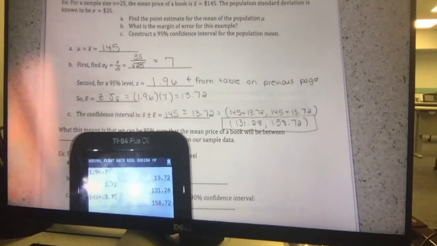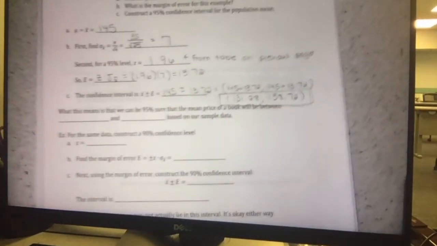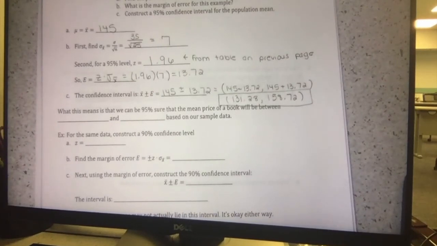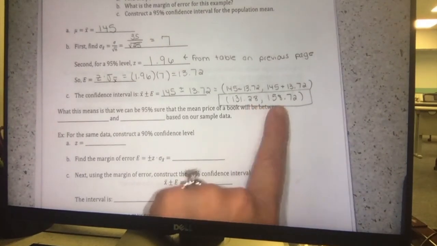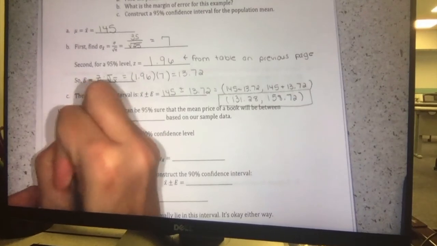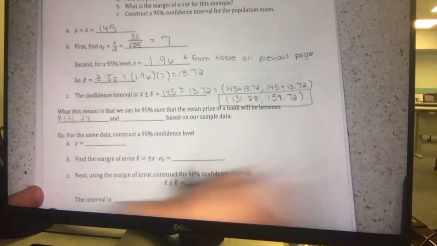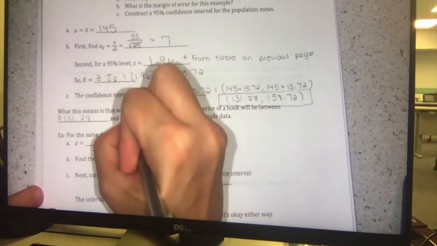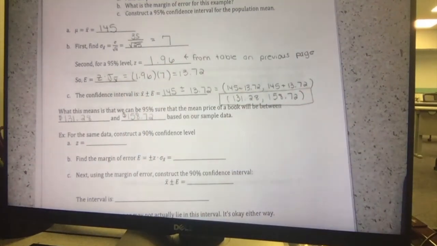We are 95% confident that if we were to take all of this population of textbooks, that the mean would be in between those two numbers. We don't know what the population is because we only took a sample and only took 25 out of all of them. So it means that we're 95% sure that the mean price of a book will be between $131.28 and $158.72 based off of this sample data.